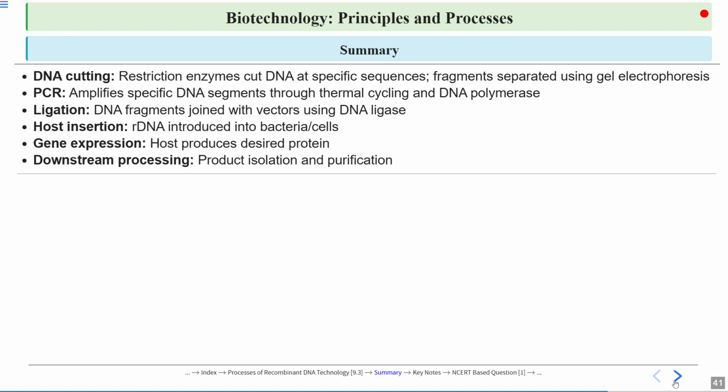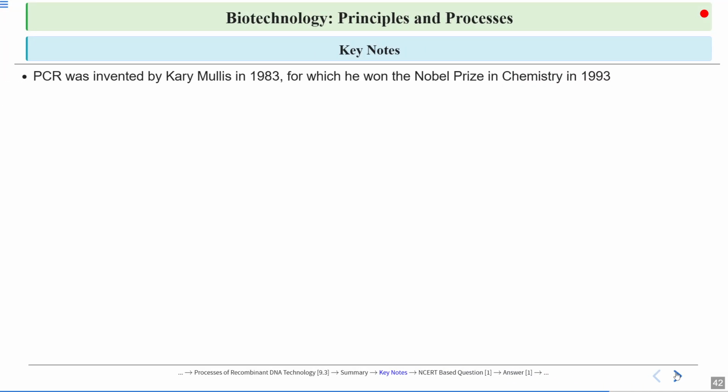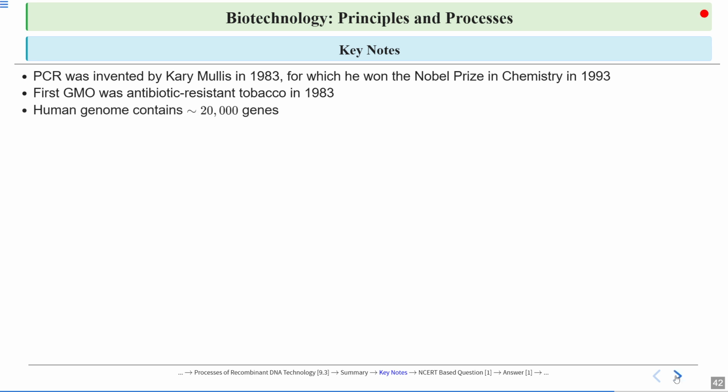Then the downstream process happens. In this downstream processing, we isolate the product and purify it. So what are the keynotes? PCR was invented by Kary Mullis in 1983, for which he won the Nobel Prize in Chemistry in 1993. Then the first GMO, that is genetically modified organism, whose definition we talked about in the first class, was antibiotic resistant tobacco, in 1983.